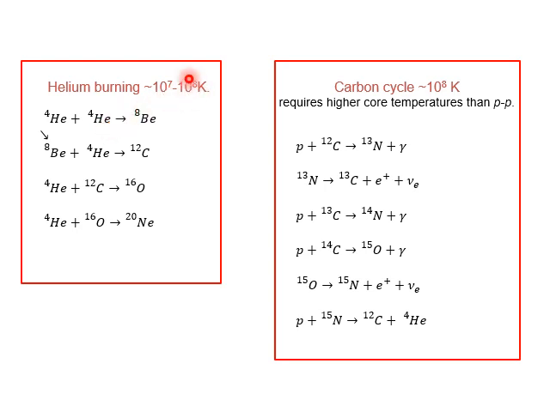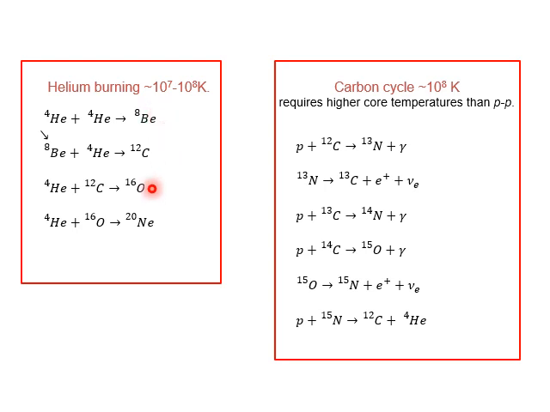Now we're at 10 to the 7th to 10 to the 8th Kelvin in order for this process to occur. So a cooler star won't have a lot of helium burning, but a hotter star will. And we can take two alpha particles, put them together, and get beryllium-8. And then we could collide beryllium-8 with helium, or rather, we're talking about nuclei, all right, with the alpha particle, and get carbon. And helium plus carbon can make oxygen, and helium plus oxygen gives us neon.